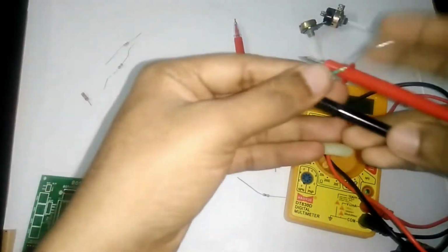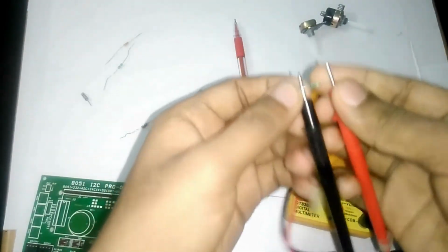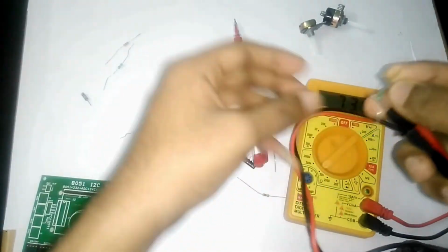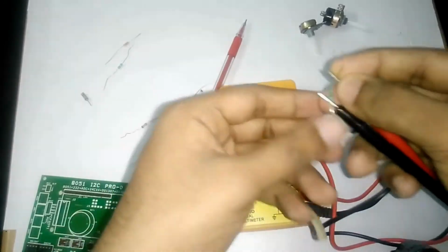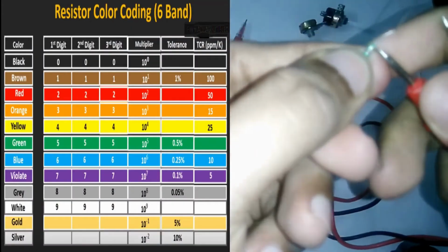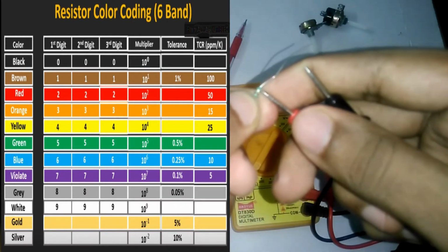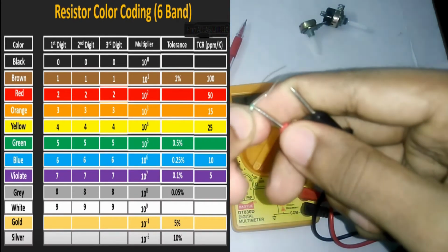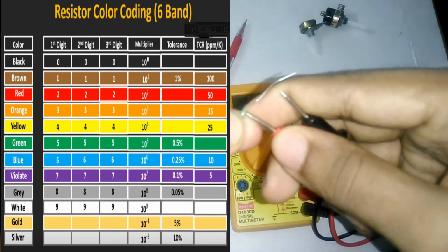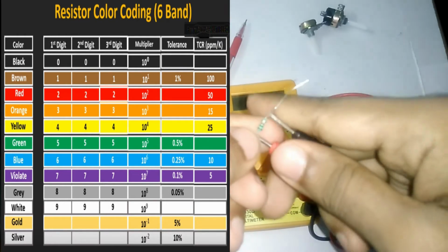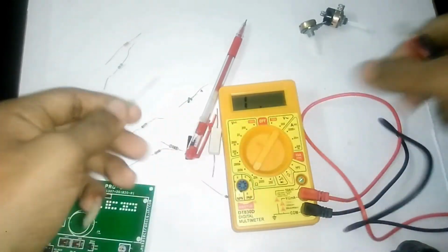And resistors don't have polarity. You can check from any side, and you can even connect from any side. You see here, we got nearly 7.3. Now the last band is gold. This gold color means the tolerance value, which is plus minus 5%. So the value is 7.5 kilo ohm plus minus 5% of the total value.